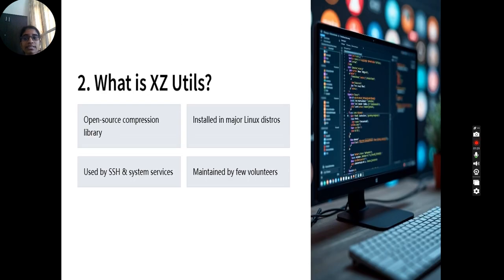Let's discuss what xz Utils is. xz Utils is an open source compression library used in most Linux systems. It is installed by default in major Linux distributions and is used indirectly by important system services like OpenSSH, package managers, and system initialization tools. One major issue is that the project is maintained by only one or two volunteers, making it an easy target for attackers who want to compromise widely used software.